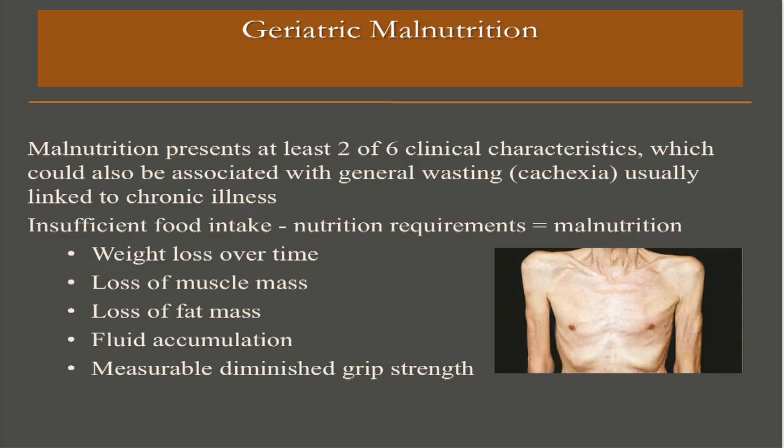Many problems of elderly, such as anorexia, depression, fragile bones, fractures, insomnia, and poor vision and hearing, result from inadequate diet and nutritional deficiencies. Be sure with your patient to observe and document any kind of weight loss over time, loss of muscle mass, loss of fat mass, fluid accumulation, and measurably diminished grip strength.